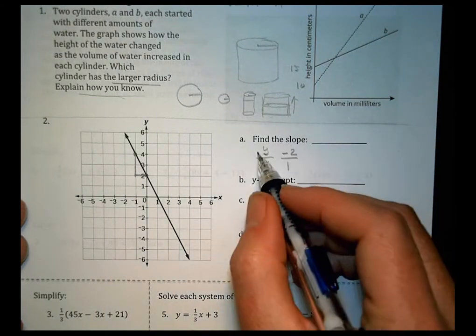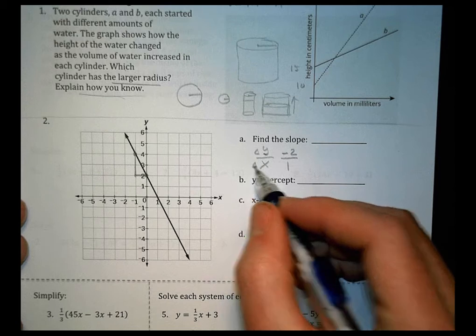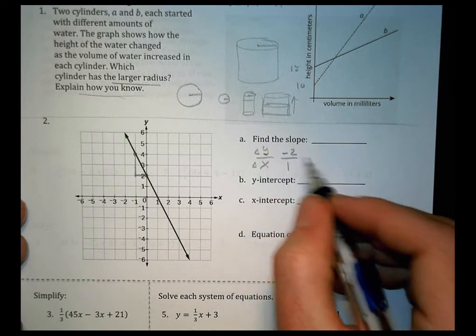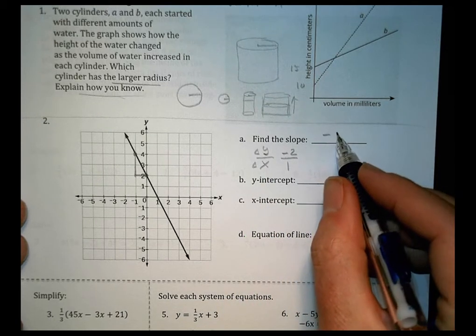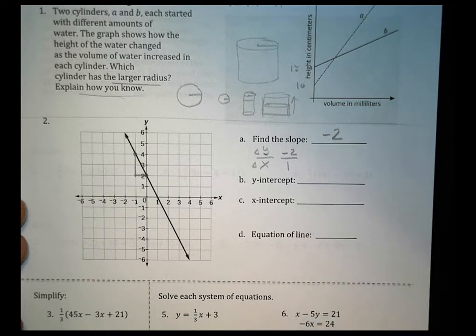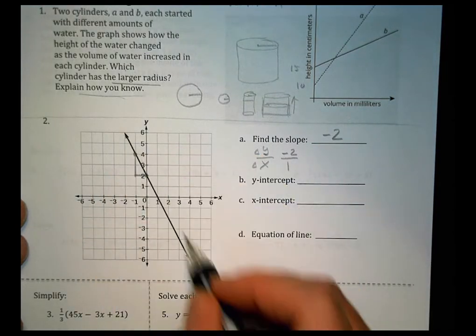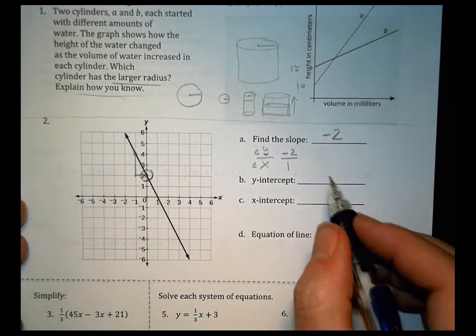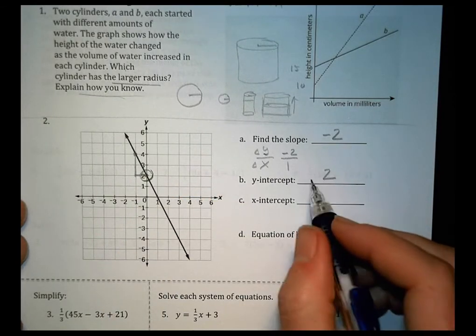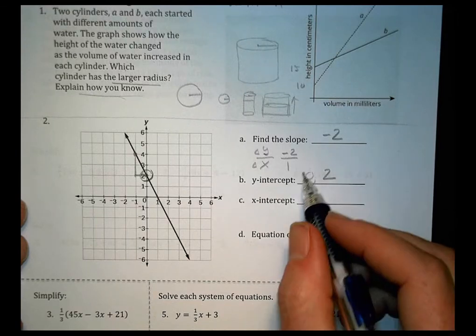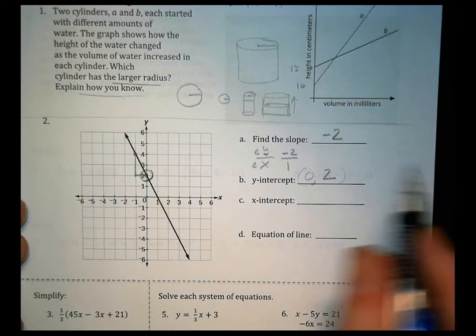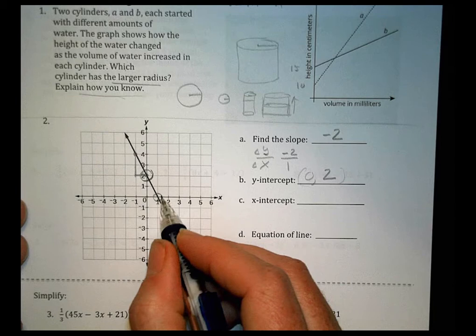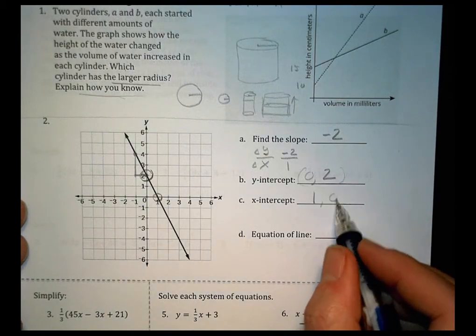So what are we doing? The change in y and the change in x. So we're going down 2 over 1. So our slope happens to be -2. The y-intercept is going to be where this line crosses the y-axis, in this case at 2. So it's at (0, 2) if you were to write it like a point. The x-intercept is here at (1, 0).